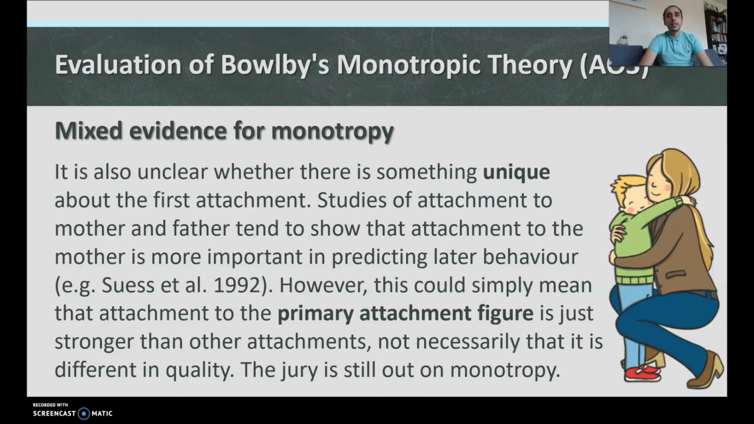However, this could simply mean that attachment to the primary attachment figure is just stronger than other attachments, not necessarily that it is different in quality. So therefore, people are arguing that maybe it's not necessarily monotropic. The jury is still out on monotropy. So that's a weakness, that's a limitation.